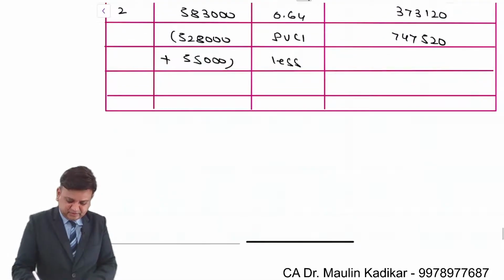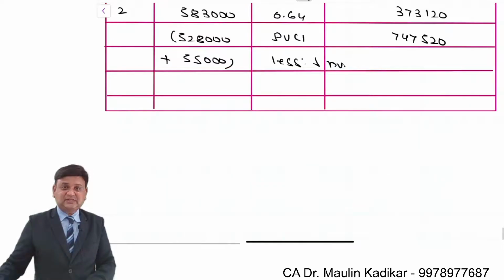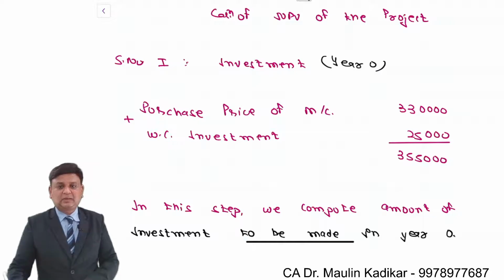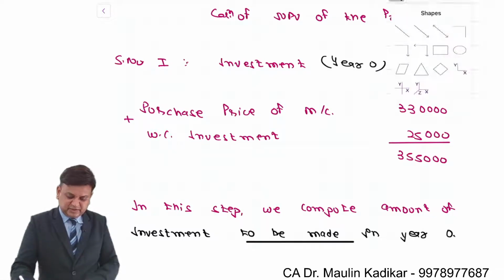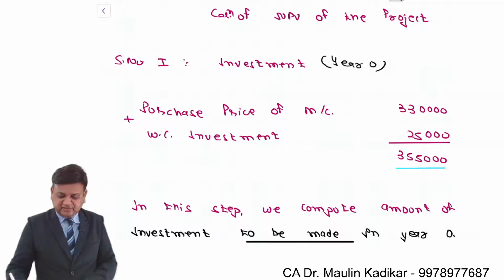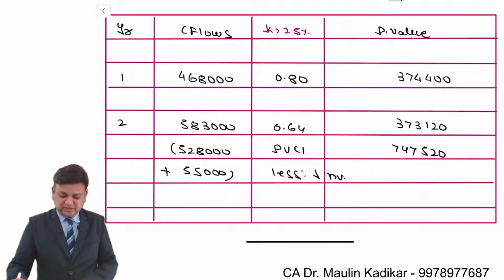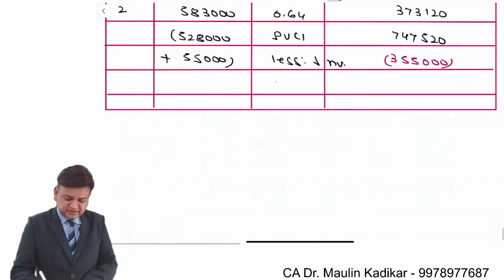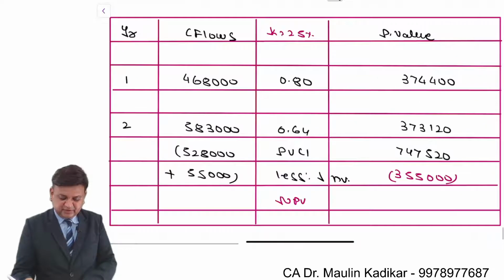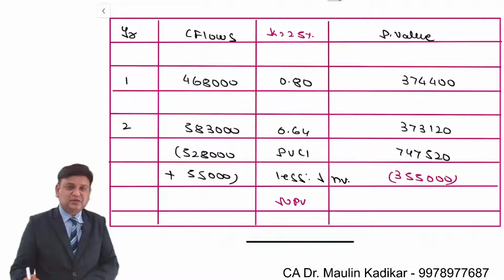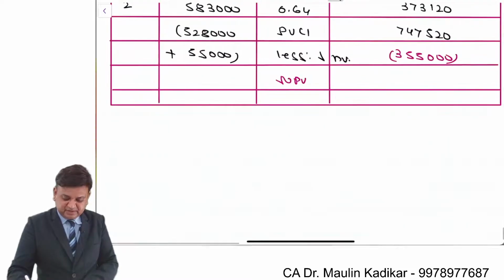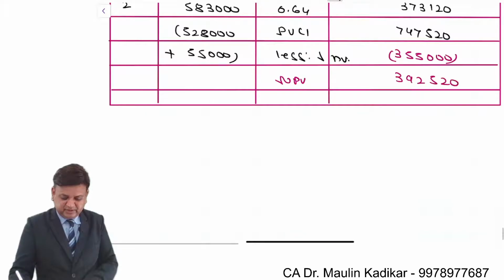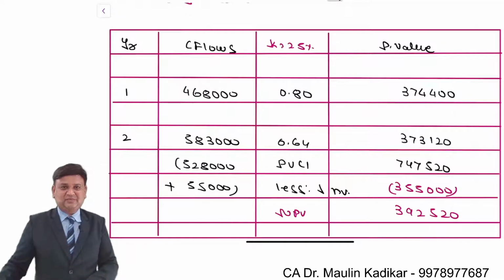Less investment, which we have computed in our very first step. The amount of the investment that we have computed is 3,55,000. This is the year 0 cash outflow. The difference of both of them is NPV. The investment is of year 0, so it is not subject to any discounting. So the NPV is 3,92,520. This is the way the NPV of the project can be found.